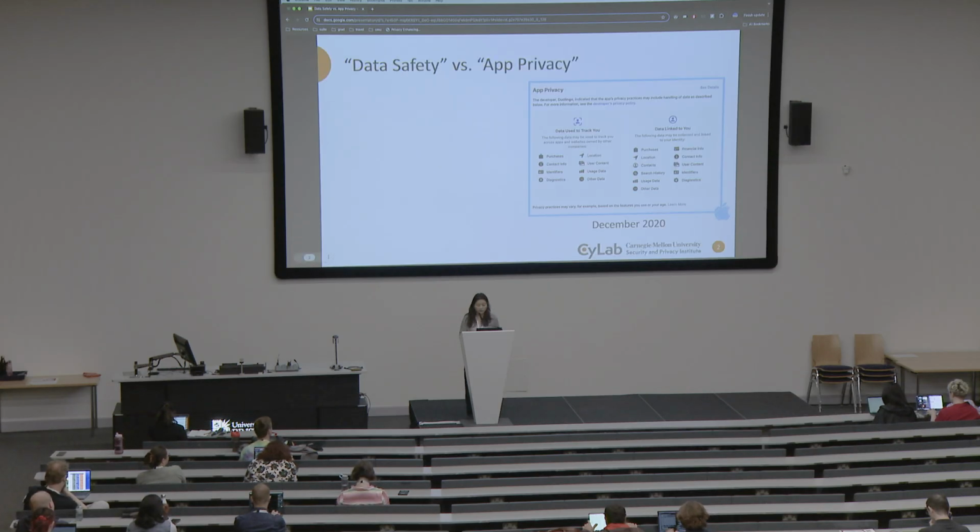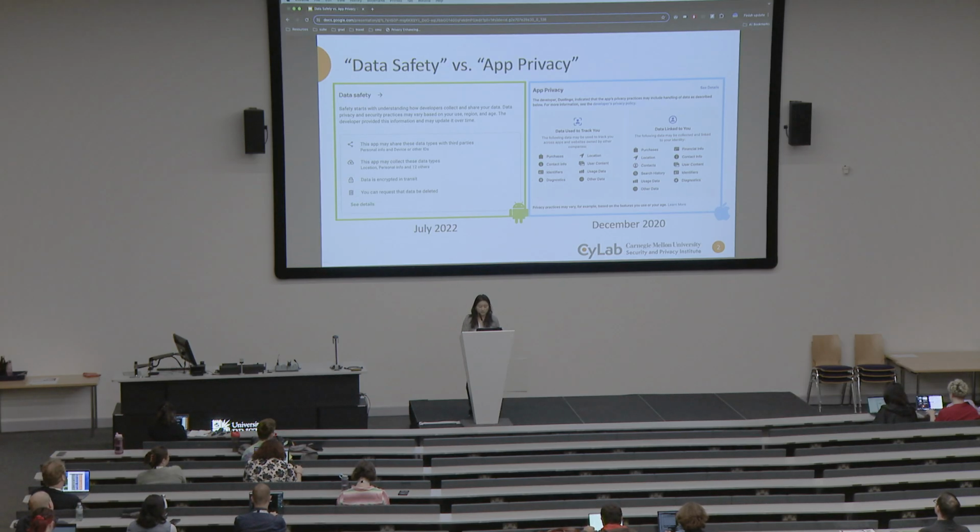So in December 2020, Apple introduced app privacy labels in its App Store in order to explain detailed privacy information in a succinct format. And about 2 years later, in July 2020, Google introduced mandatory data safety labels. There have been several studies that investigated the usability of iOS labels, but no prior study had examined the usability of Android data safety labels.